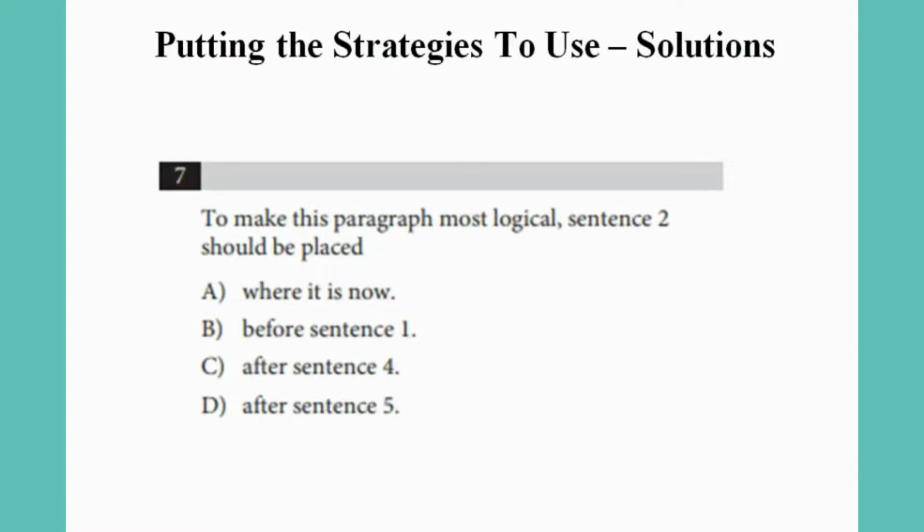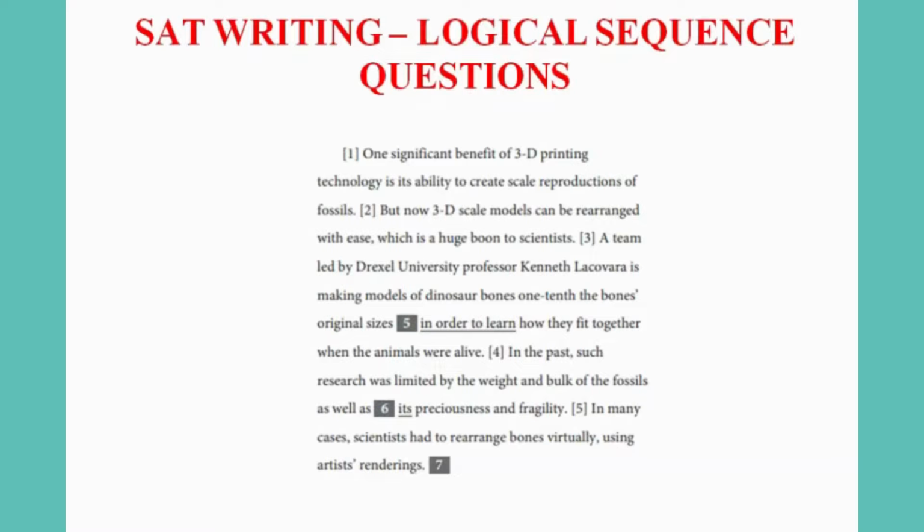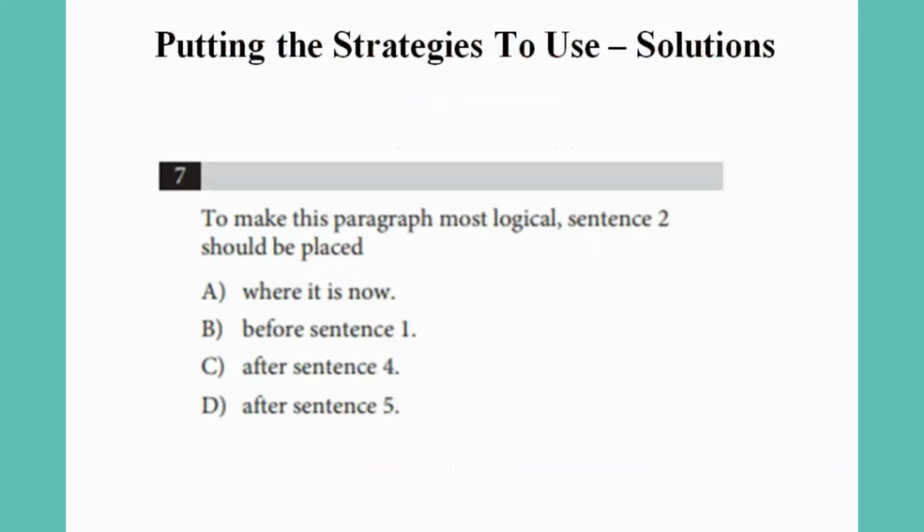And then let's go to option D after sentence 5. Okay, let's look at sentence 5. In many cases, scientists had to rearrange the bones virtually using artists' rendering. So this is clearly the answer because it talks about rearranging the bones virtually, which probably means that they found it difficult to rearrange the bones. So therefore that could be the right answer. Okay, so the correct answer for this is option D after sentence 5.